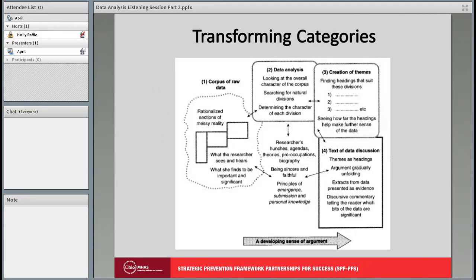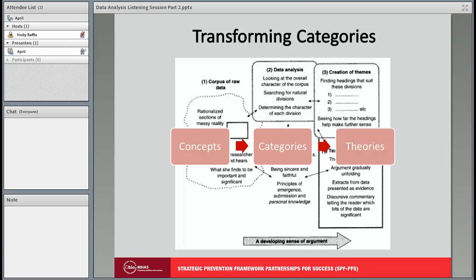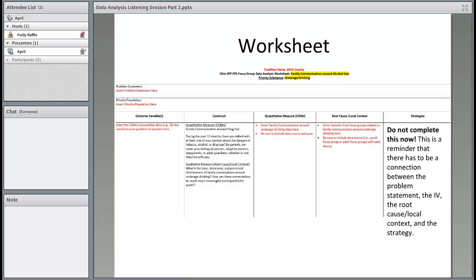So going back to Holiday's infographic, we're now in stage 3. We've taken our concepts and transformed them into categories and transformed these categories into themes and theories. What we've done here at OSET is created a worksheet for you for each intervening variable and each guiding question for your problem of practice. And what we're hoping is that by putting all of this information in one place, we can get to that stage 4 of Holiday, the reporting stage, a lot easier.